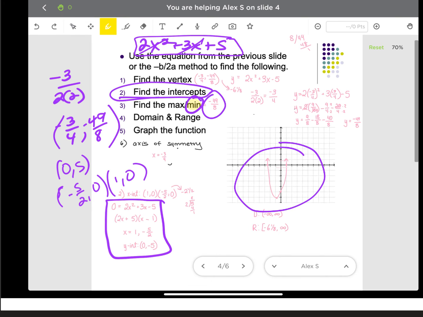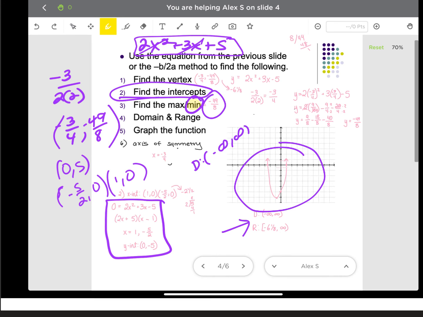Your domain is all real numbers. And, oh, it's down here. Your range is the minimum value, which is that -6 1/8, or -49/8. You can leave it like that. Comma, positive infinity has to have a bracket on the number. So the infinities get the parentheses, but the number gets the bracket.